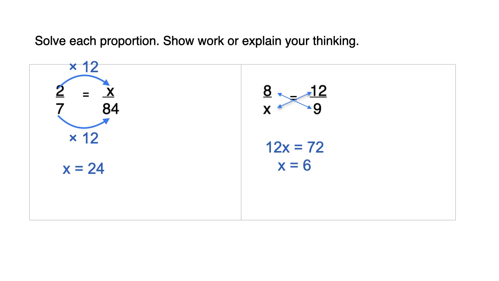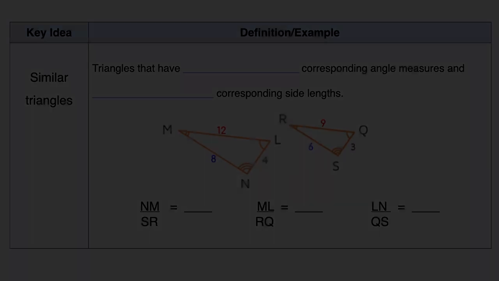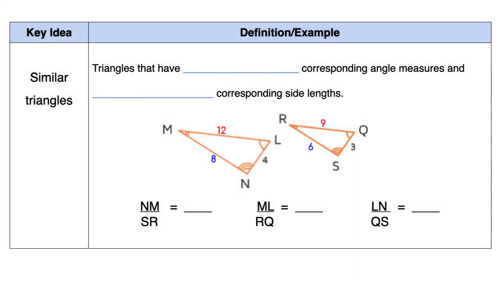Now that we have the background, these are the building blocks that we're going to need to think about similar triangles, let's talk about similar triangles. And in math, it's very important to be precise in our definitions and make sure we're using the correct terminology. Similar triangles are triangles that have congruent corresponding angle measures and proportional corresponding side lengths. So the two triangles we see here in this picture, triangle LMN and QRS, are similar. One is just a scaled up version of the other.